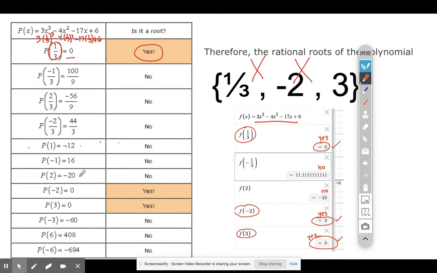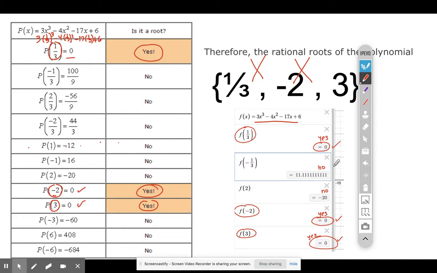You plug in 2, you get -20, that's a no. You plug in -2, you get 0, and that's a yes. So -2 worked. You plug in 3, that's also a 0, and that one worked. And that's as most as you can have anyway. Since it's a cubic, you can only have up to 3. And then these are no. You can also have some imaginaries, and that's why you can have up to 3, but no more than 3.